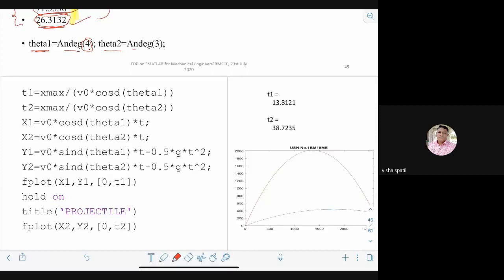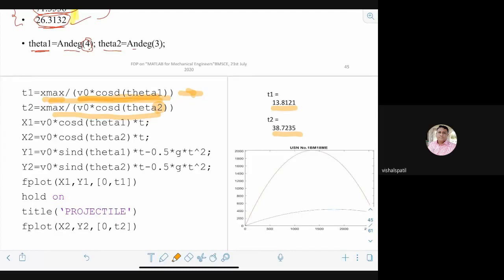If you want to calculate the time of travel, look at x max divided by time, which is given by what? Horizontal distance covered by velocity. Velocity is known to you: V0 cos theta. We have defined V0 as the velocity here and not U0. While deriving the equation I put it as U0, now it is V0 in the program. By putting this, you can find the time, and it comes to be 13.8121 seconds. And if you calculate the other possible value by putting theta 2, you get 38.7235 seconds.